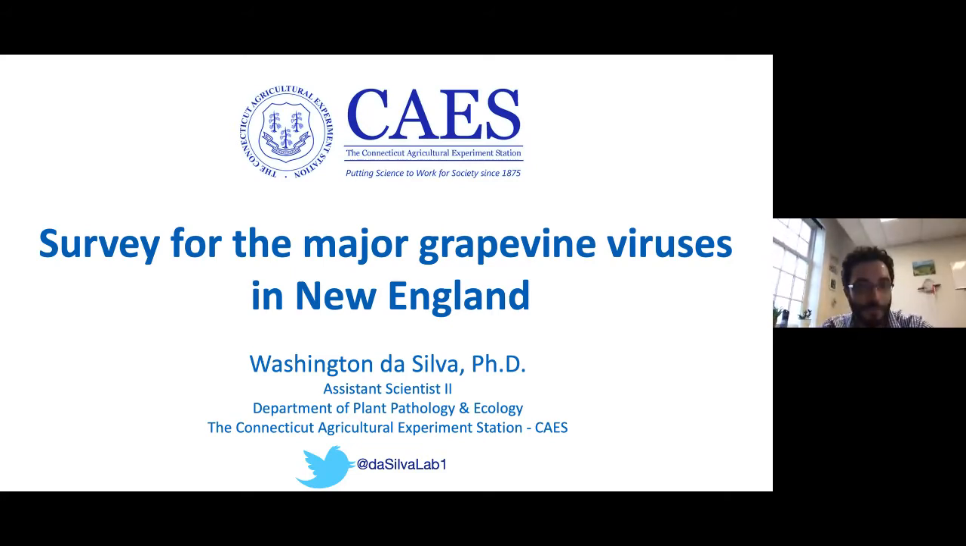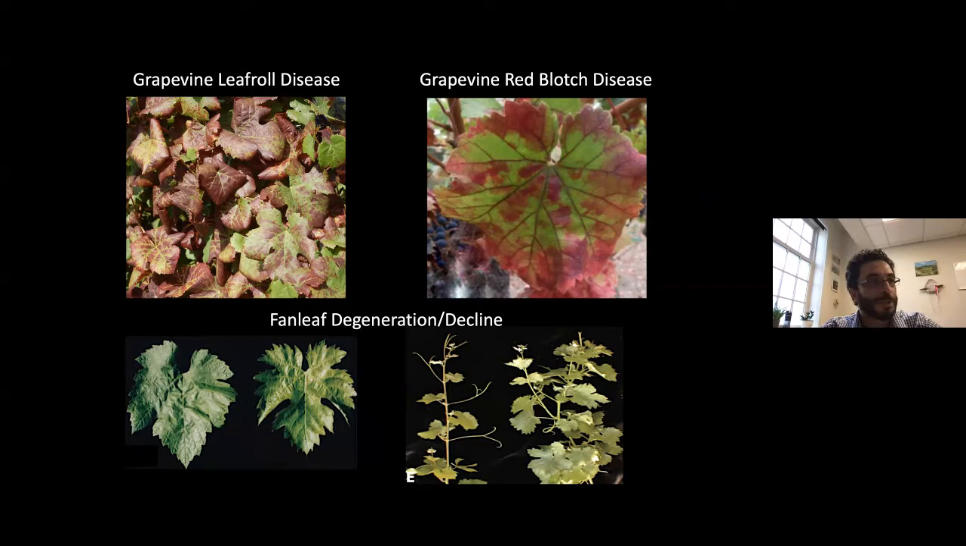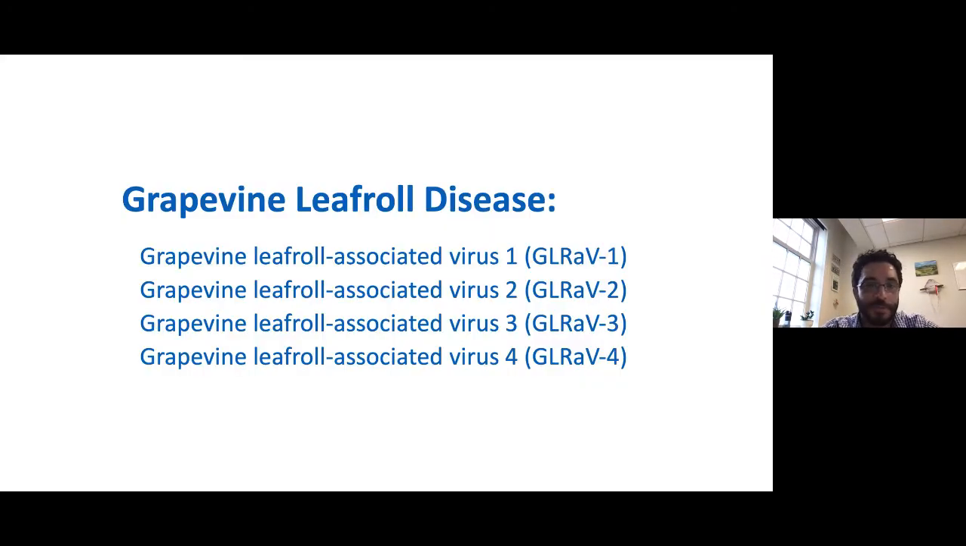Today we're gonna go viral. We're gonna talk about viruses and especially those that affect grapes. In this research in particular, we are focusing on three major diseases: grapevine leaf roll disease, the red blotch disease, and also the thin leaf degeneration decline disease. I'll go over each one of them individually.